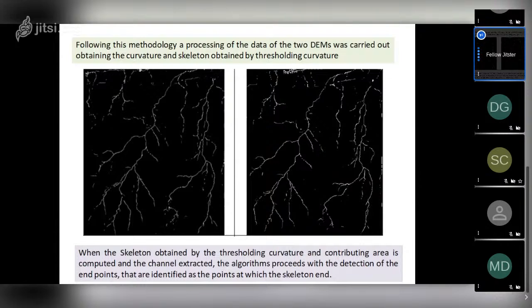Following the methodology proposed by Passalacqua et al., a processing of the data of the two DEMs was carried out, obtaining the curvature and skeleton by a thresholding curvature. In this feature, we can observe the skeleton derived by the first application of the data processing. When the skeleton obtained by the thresholding curvature and the contributing area is computed, the algorithm proceeds with detection of the endpoint. The endpoint corresponds to channel heads that are identified as the points at which the skeleton hangs.